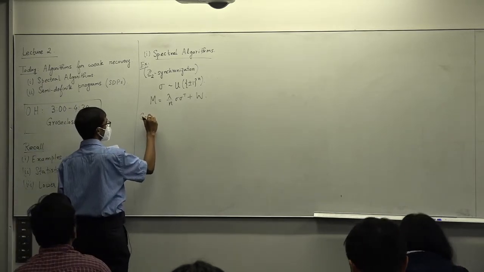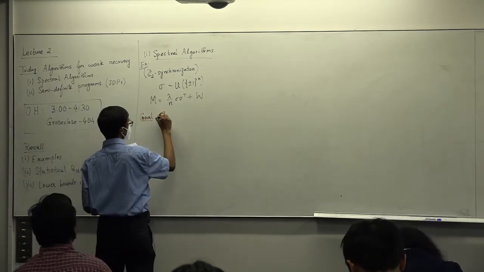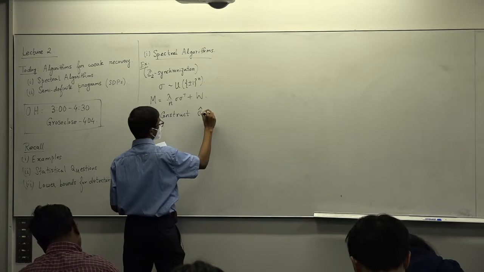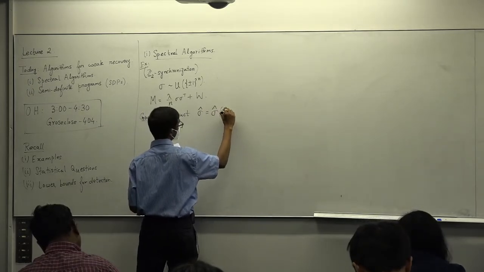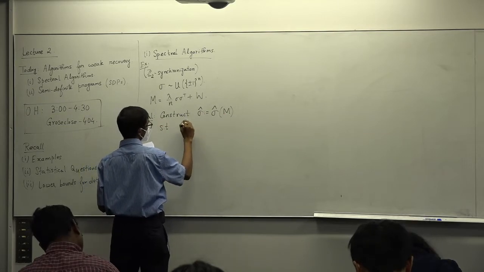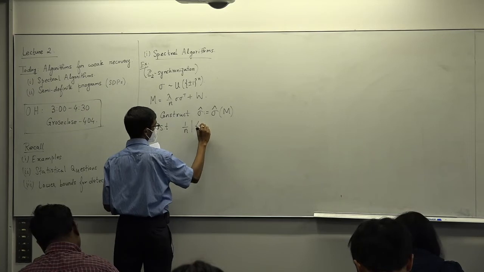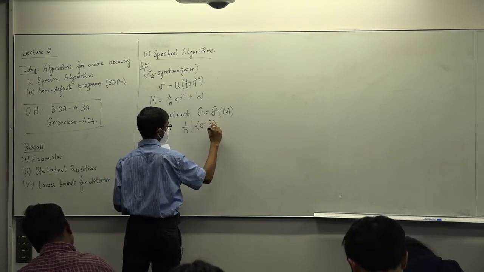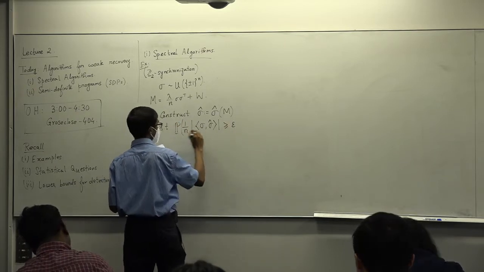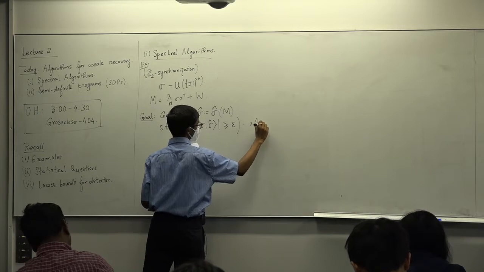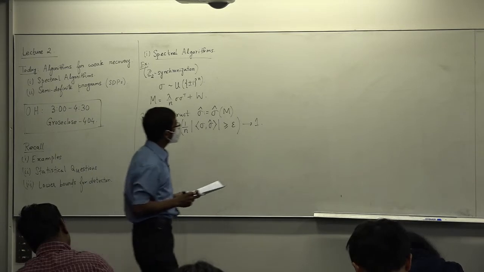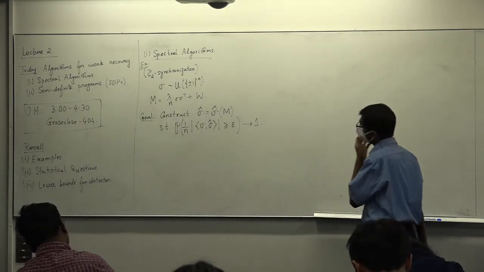So the goal is to construct an estimate sigma hat, which is sigma hat of M, a function of the data, such that if I look at the inner product between sigma and sigma hat, the correlation, I want it to be bigger than epsilon. So this probability I want to go to 1. Okay, so how should we go about constructing such an estimator?